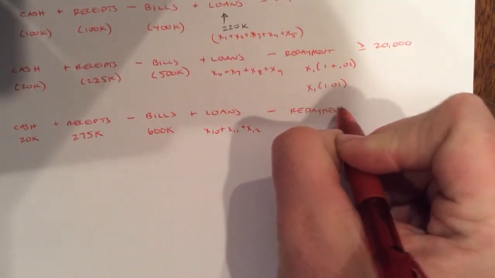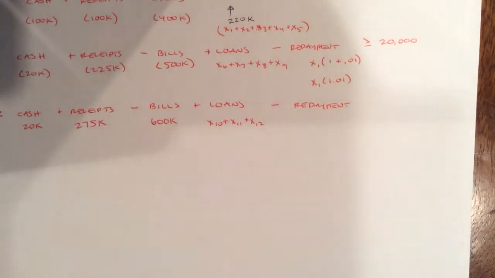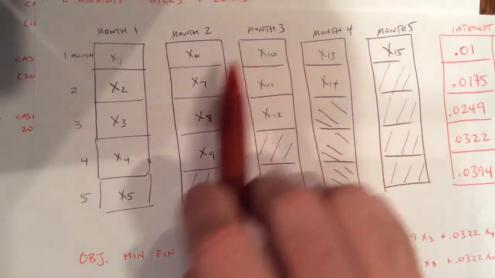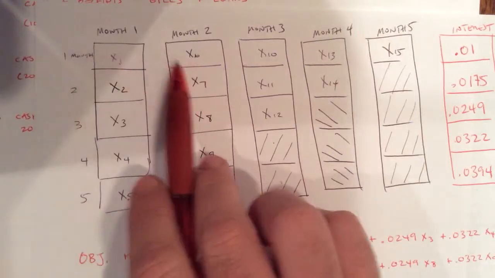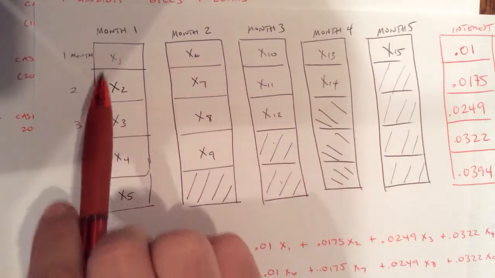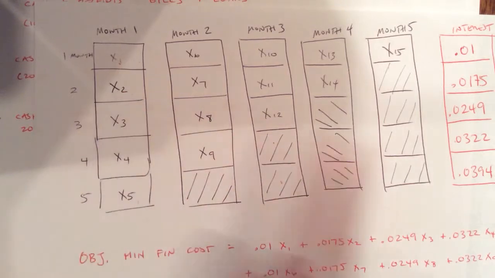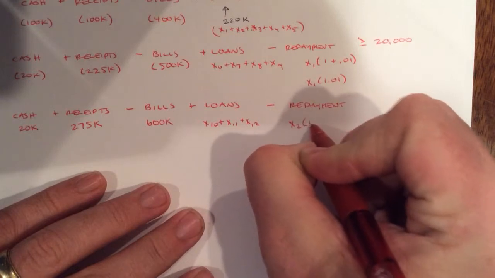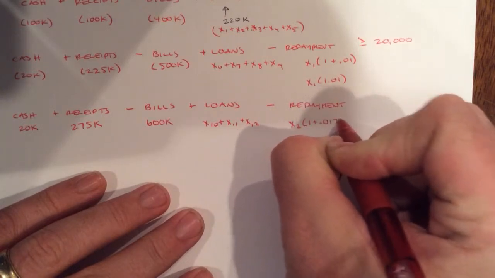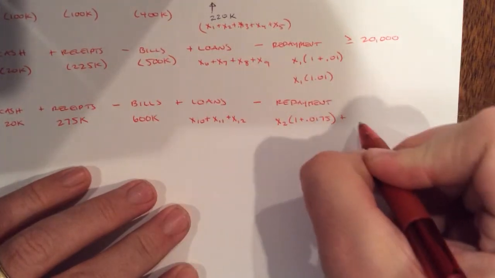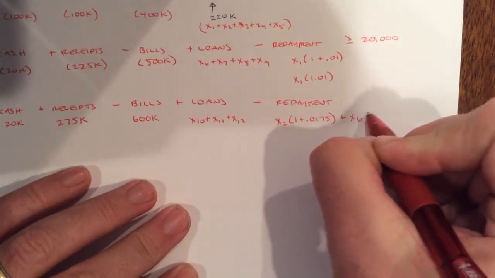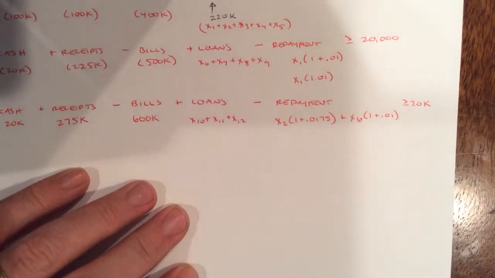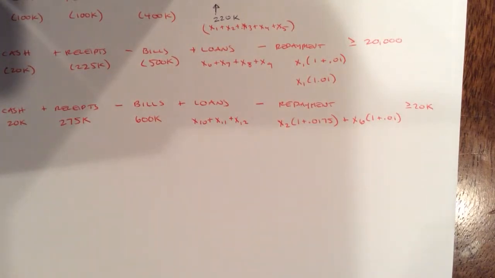So our repayment is now, let's go back here. In month 3, I need to pay back the 1-month loan that I took out in month 2, and I also have to pay back the 2-month loan that I took out in month 1. All right. So the repayment is X2 times 1 plus 0.0175 plus X6 times 1 plus 0.01. And that has to be greater than or equal to 20,000. And we're going to continue this process.